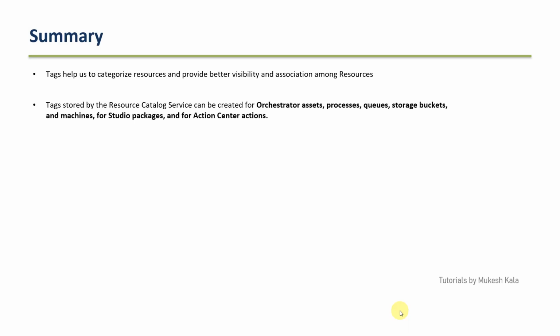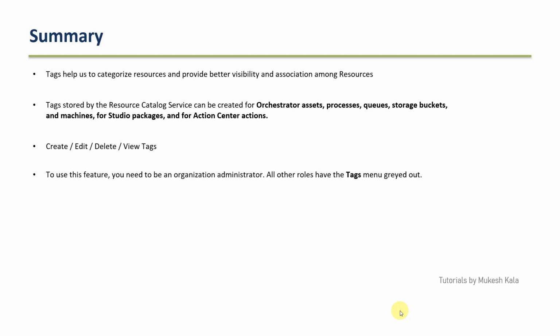Now, tags are stored in the resource catalog service. We can have tags for assets, processes, queues, storage buckets, machines, packages and action center. That can be a limitation, but as of now you can only tag these objects. We can create, edit, delete, view. We can also create in bulk using PowerShell scripts, which we have also seen.